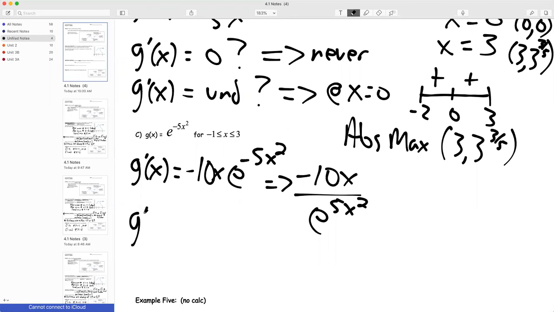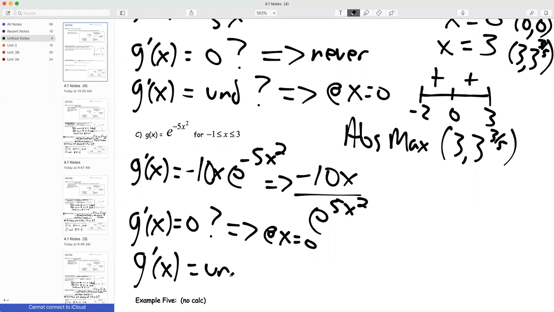So now I want to check when g prime of x is equal to 0. And so looking at the numerator, I set negative 10x equal to 0 and solve for x. And that's going to be at x is equal to 0. And now we need to check to see if my derivative is undefined. So that's an interesting question. Is there any value of x that will make the derivative undefined? No. Yes. It's one of those. No.